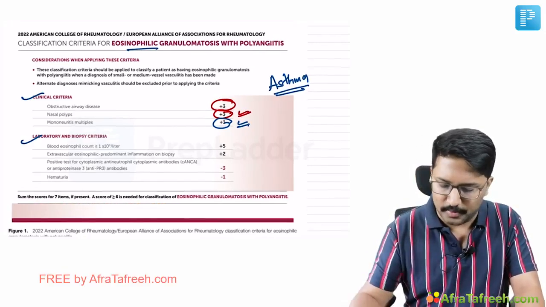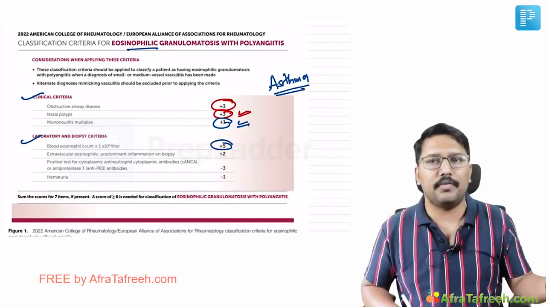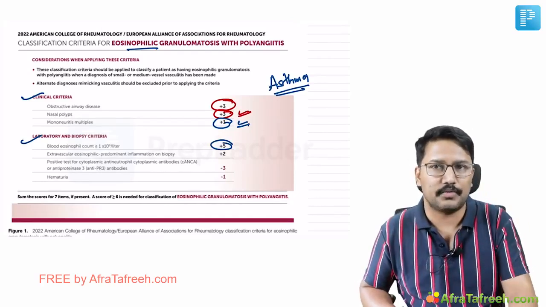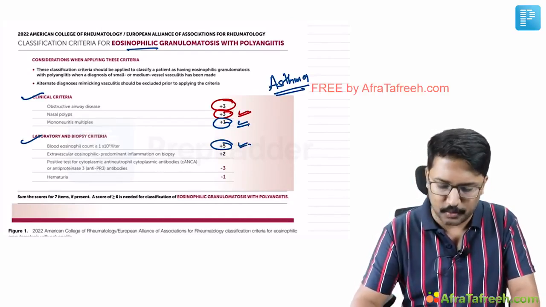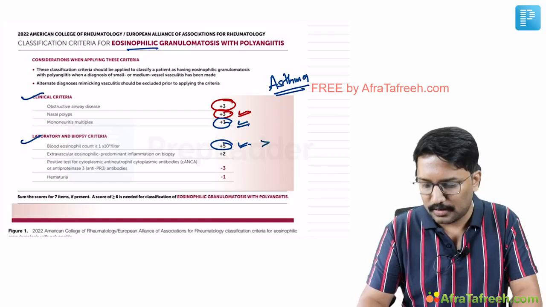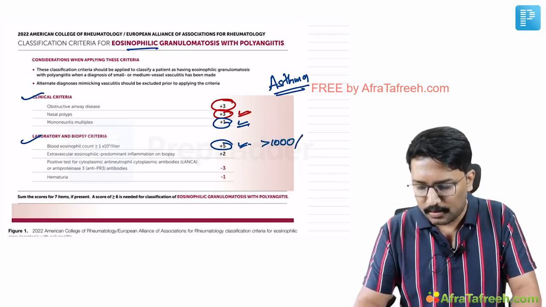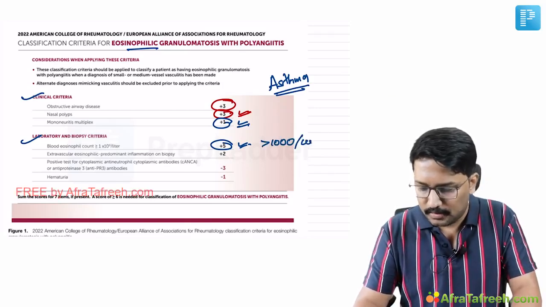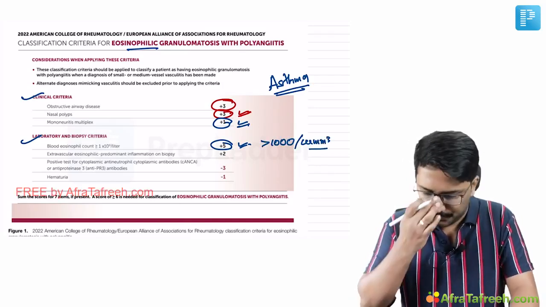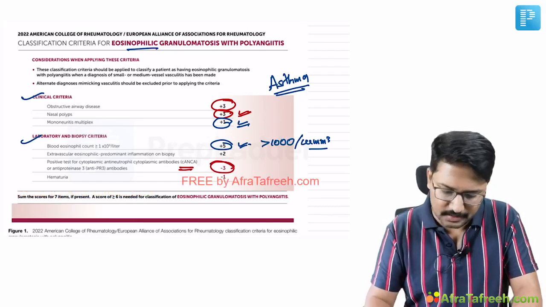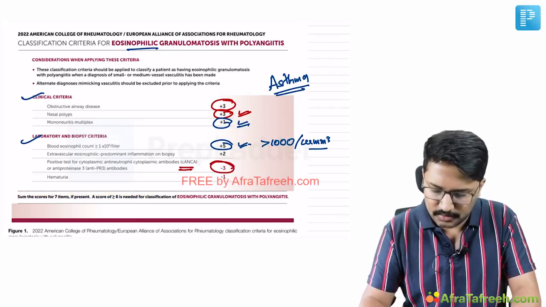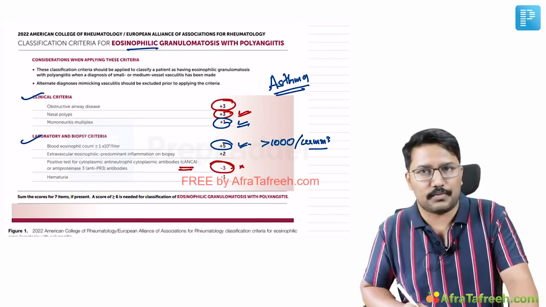Now talking about the laboratory domain, everywhere else we were giving negative points if there was eosinophilia. Now, because we are talking about EGPA, we have to give positive points. So we give plus 5 points if the eosinophil count is more than 1000 per cubic microliter. Now, if the C-ANCA is positive, we give a negative score.